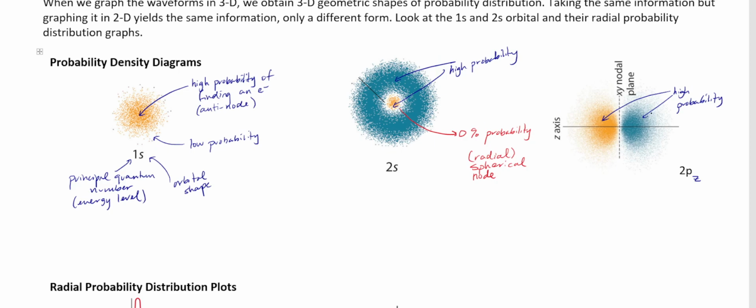And that's because our areas of high probability are sitting right along the z-axis. In between the z-axis is a nodal plane. A nodal plane means that all along that two-dimensional surface there, we have 0% probability of finding an electron. A nodal plane is also called an angular node.